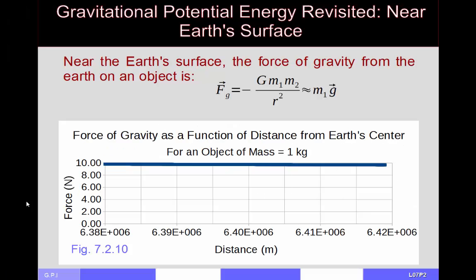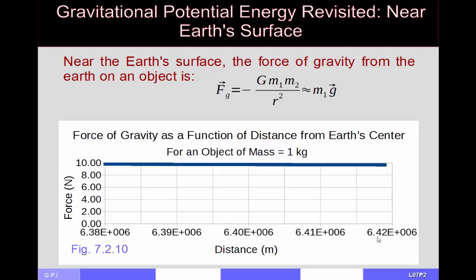Okay, so let's now revisit the question of gravitational potential energy, and let's look at a few contexts. First context is suppose we stick near the Earth's surface. By the way, this graph here shows us an example of what is meant by near the Earth's surface. This is the distance from the center of the Earth. Remember that the Earth's radius is about 6.38 times 10 to the 6 meters. So this point right here, this distance from the center of the Earth, is the same thing as standing on the surface of the Earth.